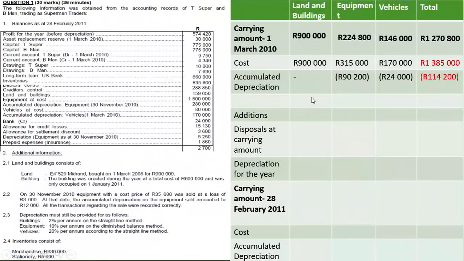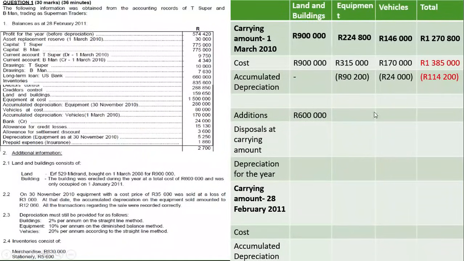Let's look at additions for land and buildings. Did we have any additions for land and building? Let's look at our additional information. We're told that land was bought on the 1st of March 2008. So that's before the beginning of this period. So that's not an addition. But then we are told the building was erected during the year. So that means that's an addition. So now we have building during the year at the cost of 600,000 rand and was only occupied on 1 January 2011. So we did have an addition of building. How much was the addition? 600,000 rand. So we plug in the 600,000 rand for building under land and building section.